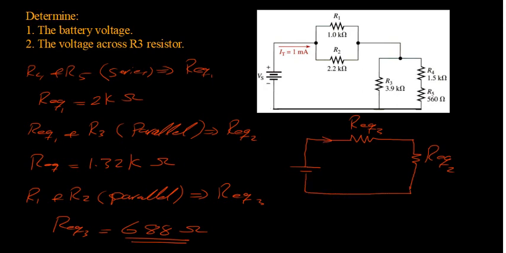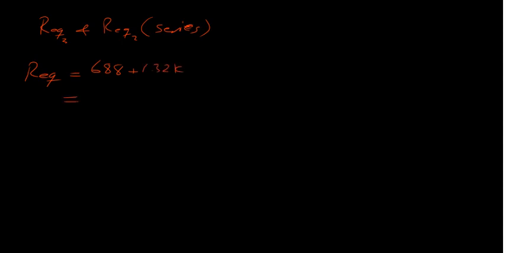Now I know the total current is still 1 milliamp. This is what I have so far, and I can see that R equivalent 3 and R equivalent 2 are connected in series, which means I can find the total resistance by just adding them. So 688 ohm plus 1.32 kilo ohm gives me about 2 kilo ohm. That's my total resistance in this scenario.